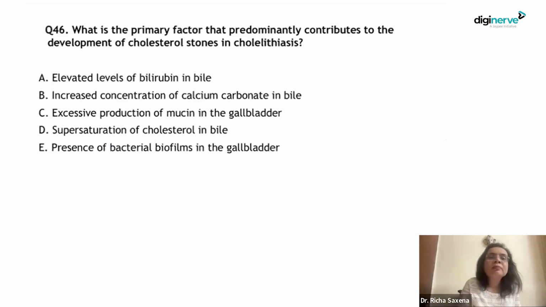Coming to this question: the primary factor that contributes to the development of cholesterol stones in cholelithiasis. The main factor is the presence of cholesterol. Other factors like elevated bilirubin level and calcium carbonate are also contributory, but the main factor that results in development of cholesterol stones is your fatty diet, or presence of cholesterol in the bile. Supersaturation of cholesterol in the bile is what results in precipitation of the stones.